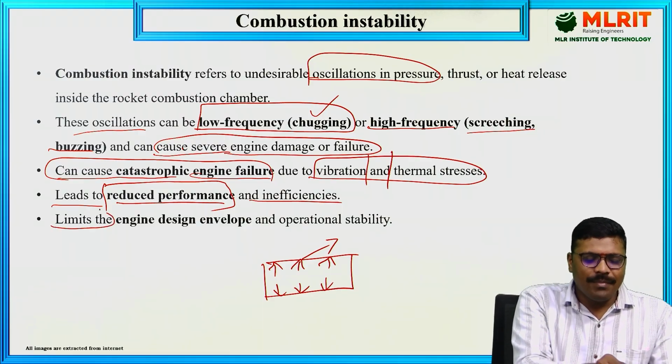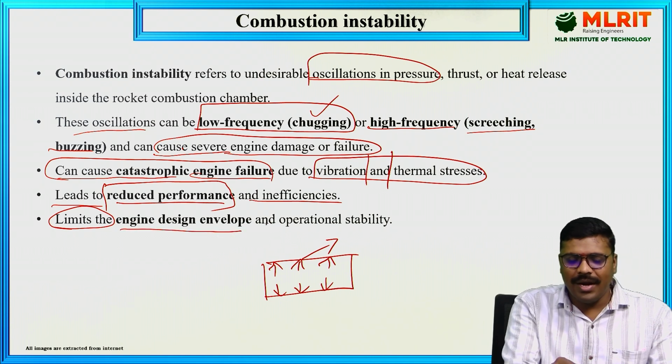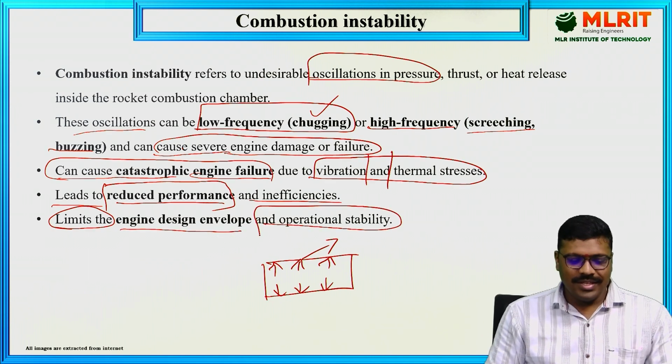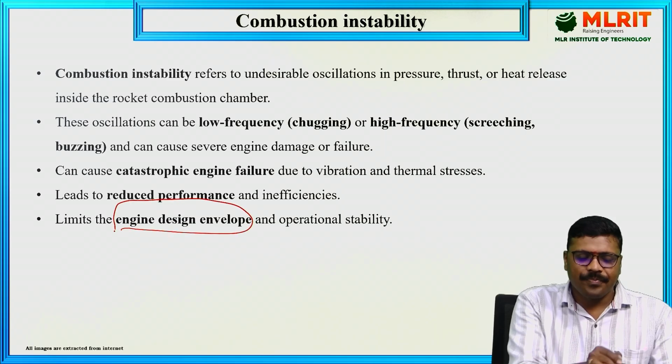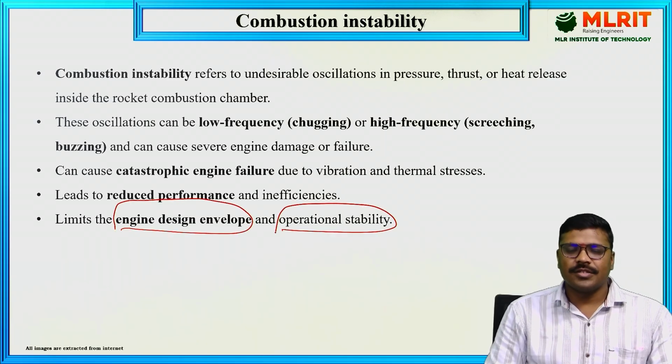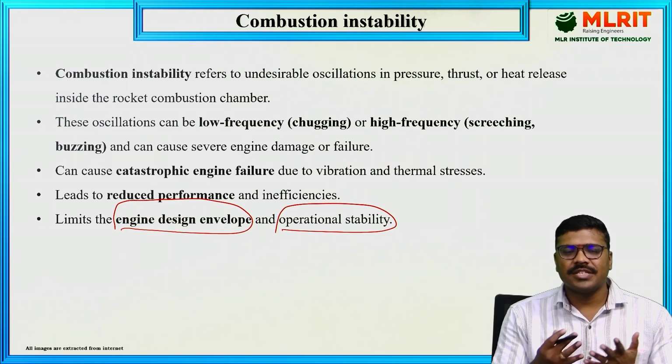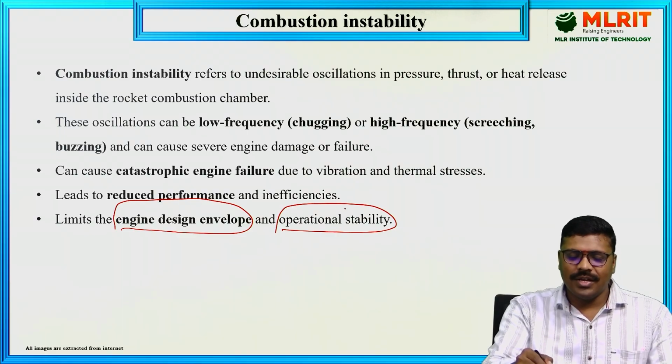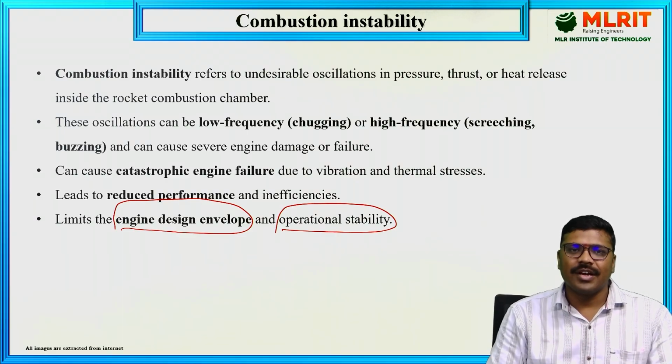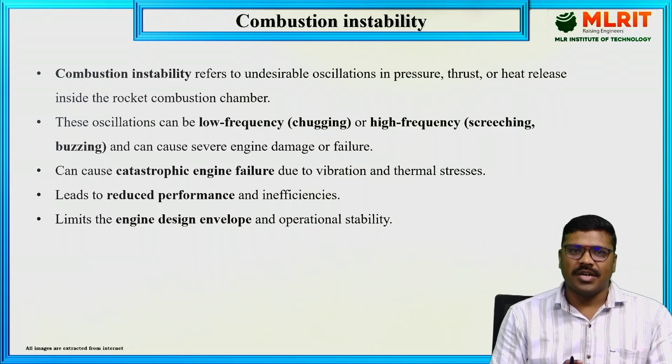Next, combustion instability limits the engine design envelope and operational stability. Controlling of the vehicle is also affected by combustion instabilities, because the pressure is fluctuating and thrust is not constant. So we do not know what path the vehicle is going to follow, and operational stability will be very difficult if combustion instability exists in the engine. So we have to avoid combustion instability as much as possible.